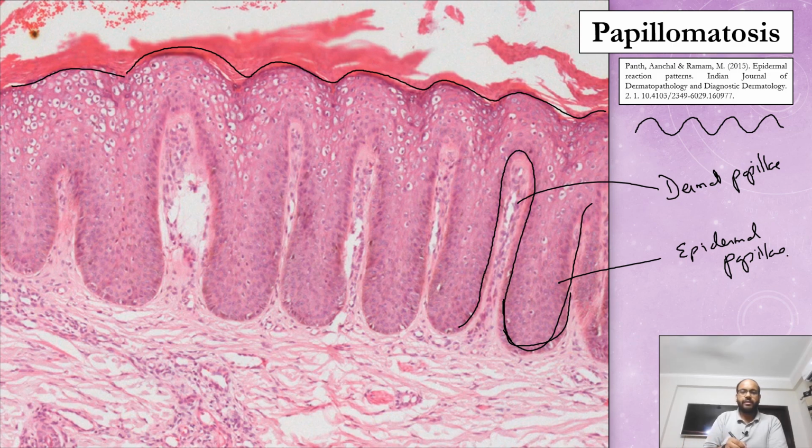Okay, here you can see a dermal papilla microabscess here, spongiosis here. Maybe this is a slide of, I don't know, dermatitis herpetiformis, but that is why you see papillomatosis.